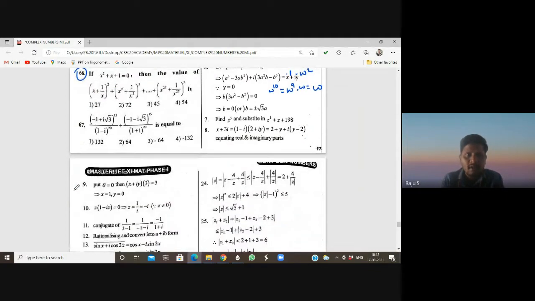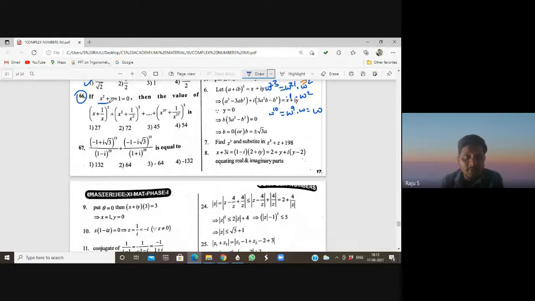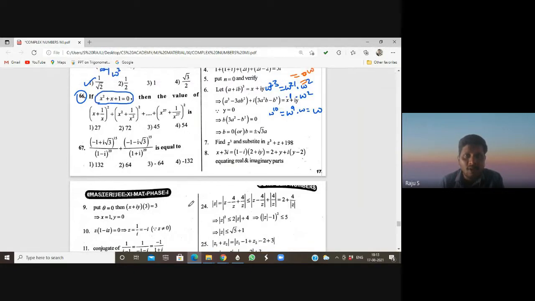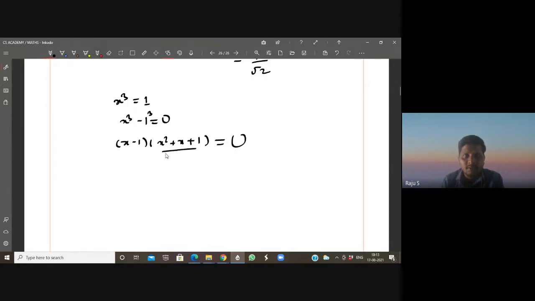Right, students, what about this? You must remember this quadratic equation. X cube is equal to 1, so x cube minus 1 is equal to 0. When I write 1 as 1 cube, using a cube minus b cube, a minus b into a square plus ab plus b square is equal to 0. So one of the roots is 1. What are the other two roots of this cube root of unity? 1, omega and omega square. Yes, the roots of the given quadratic equation x square plus x plus 1 are omega and omega square.